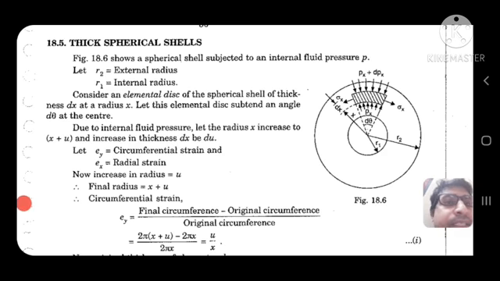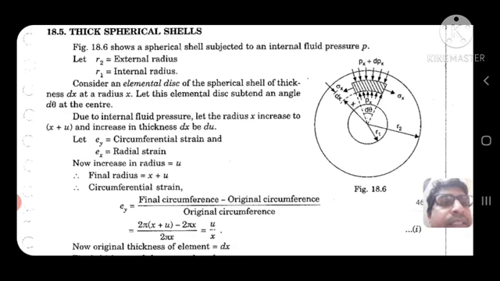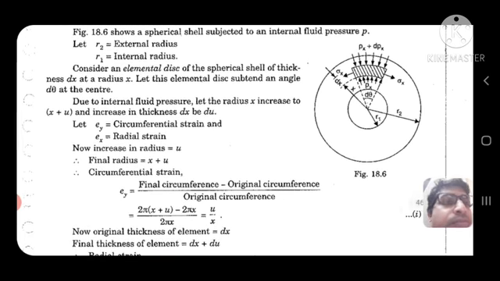Consider an elemental disk of the spherical shell of thickness dx at a radius x. Let this elemental disk subtend an angle d theta at the center. Due to internal fluid pressure, let the radius x increase to x plus u and the increase in thickness dx be du. Ey is the circumferential strain and Ex is the radial strain. Therefore, final radius is equal to x plus u.